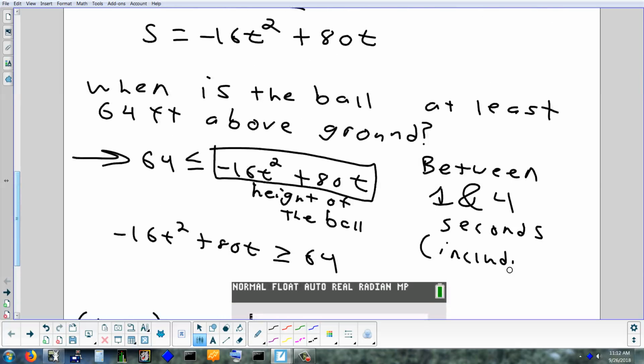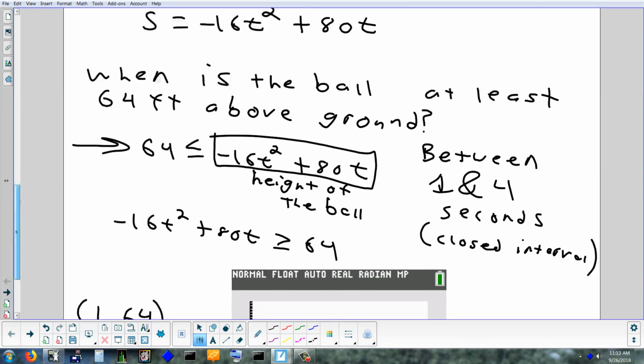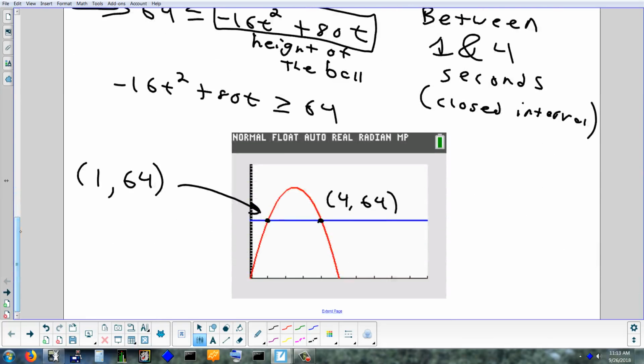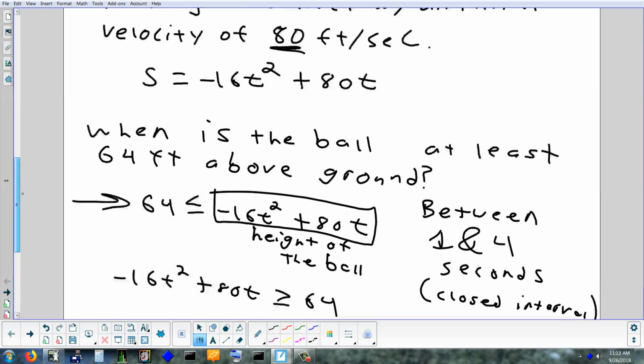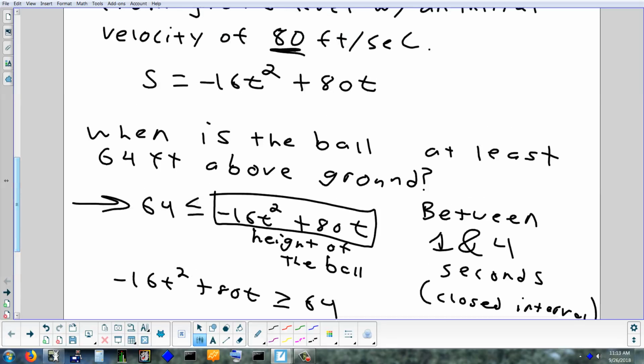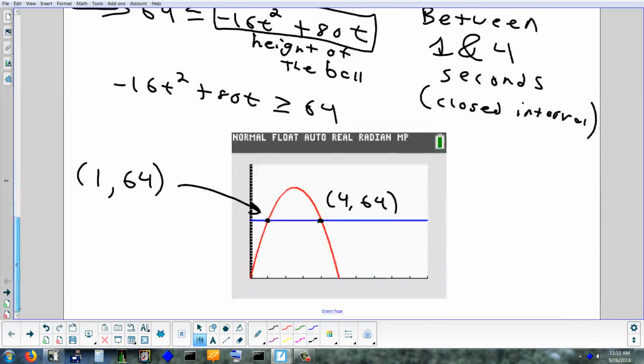Or you know what? You could actually just write it's a closed interval. Between 1 and 4 seconds, closed interval. Because a closed interval means you reach the endpoints. An open interval means you don't. So you could just write it that way too. Any questions on that? So this is an example of solving a quadratic inequality, using the calculator.